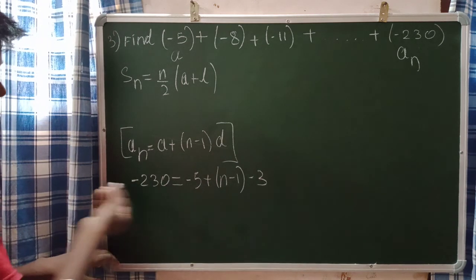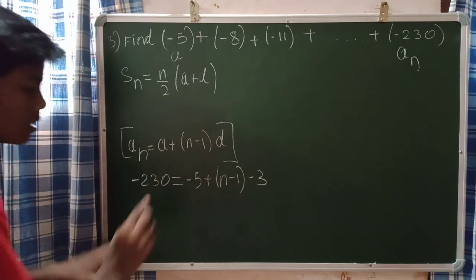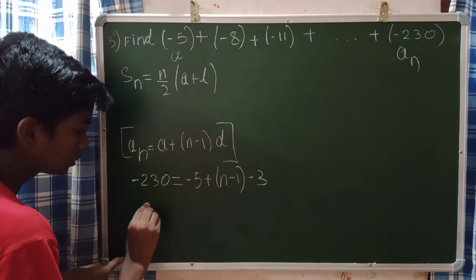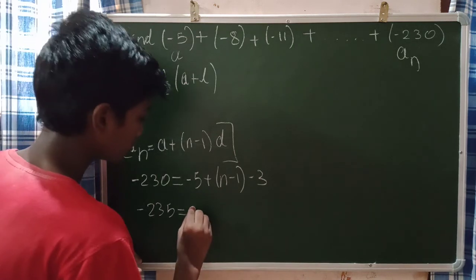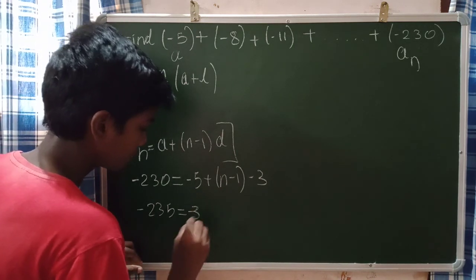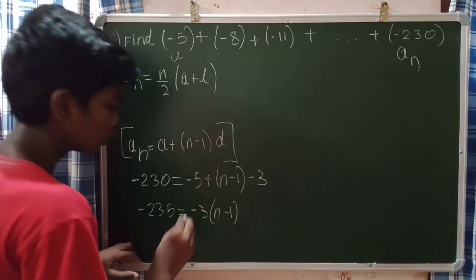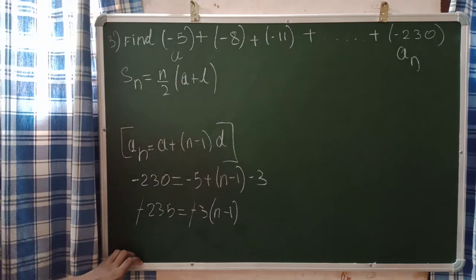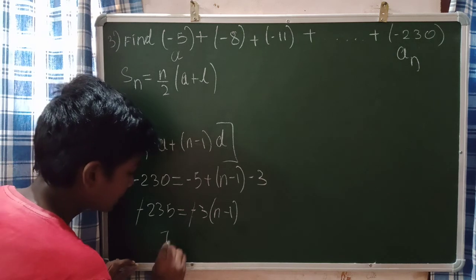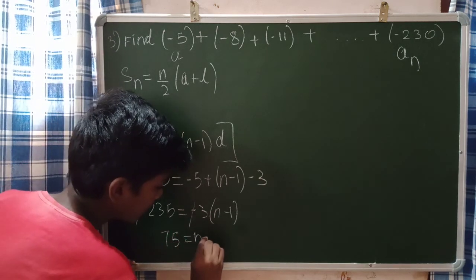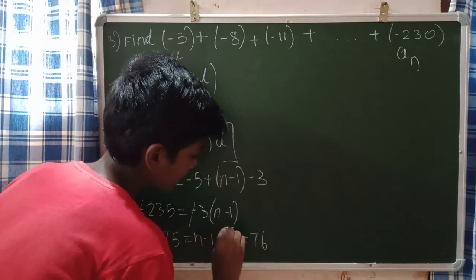So I will take this minus 5 to this side. When I take it to this side, I will get minus 235 is equal to minus 3 into n minus 1. So I will cancel this minus and minus, and when you divide by 3 on both sides of the equation, you will get 75 is equal to n minus 1. If 75 is equal to n minus 1, then n will be nothing but 76. And that's the number of terms.